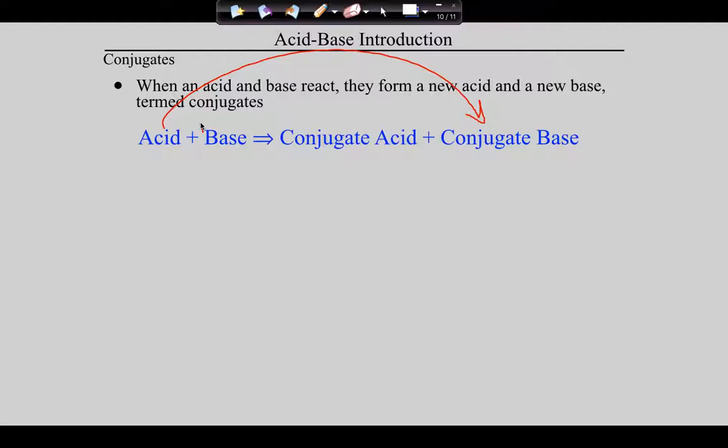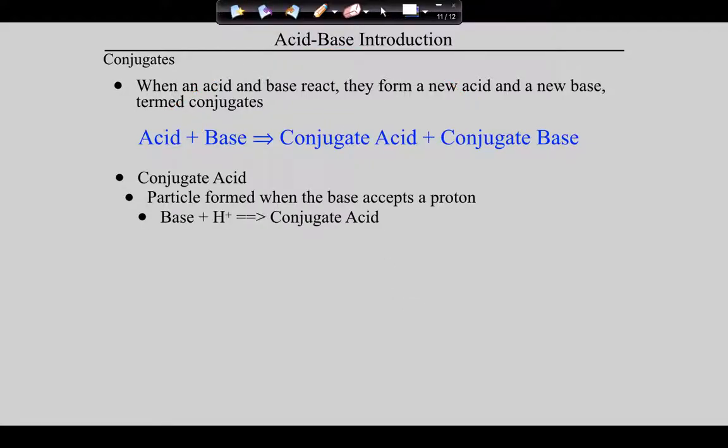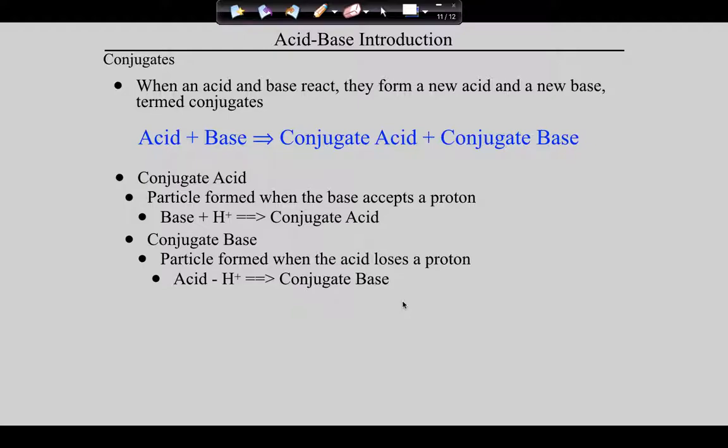So now whatever this base was, this base now has an extra hydrogen it didn't have before. So guess what that allows it to do? Give it back away, which makes it what? An acid. So the base becomes the conjugate acid. Does that reasoning make sense? If that reasoning makes sense, then I would propose to you that writing this down is a waste of your time.